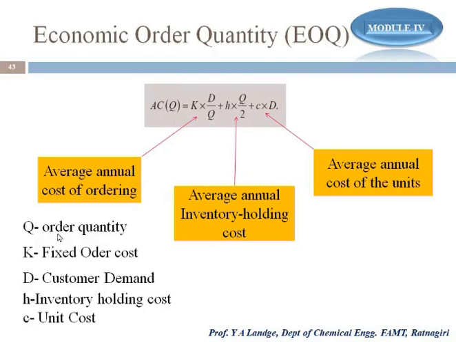Okay, so Q stands for the order quantity, how much you ordered. K stands for the fixed order cost. D stands for the customer demand. H is the inventory holding cost. C is the unit cost. Okay.